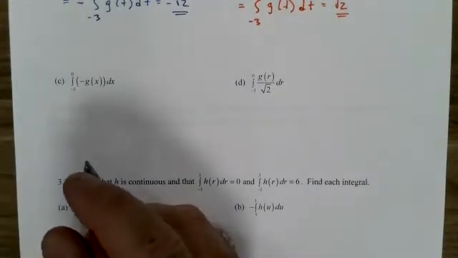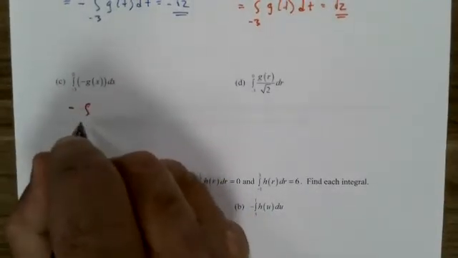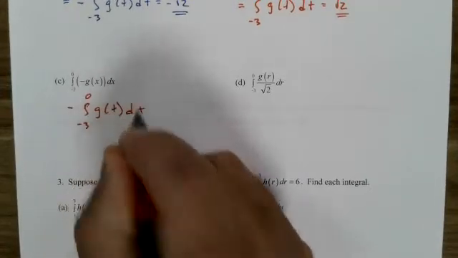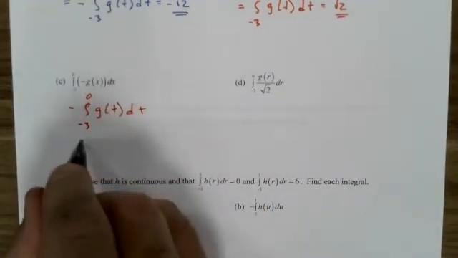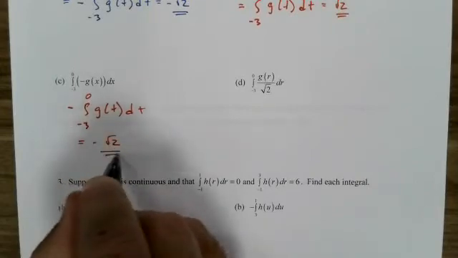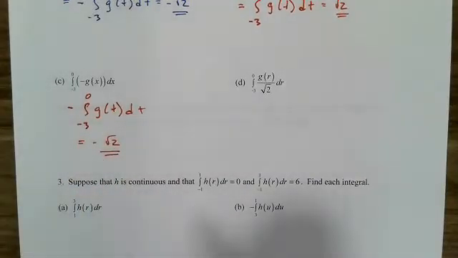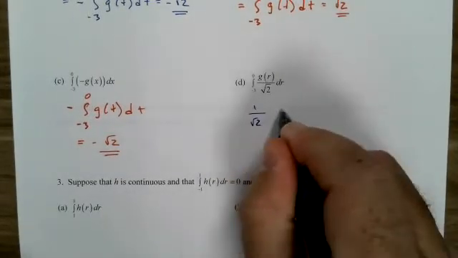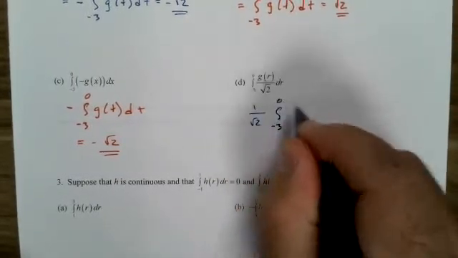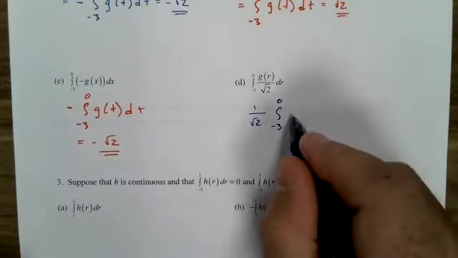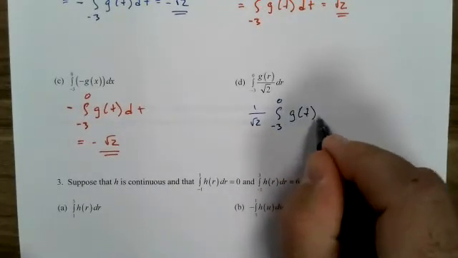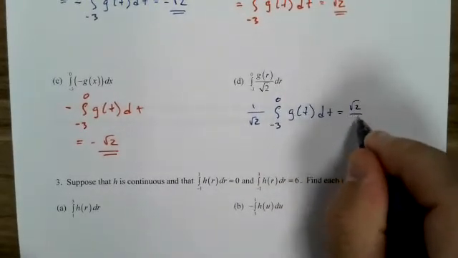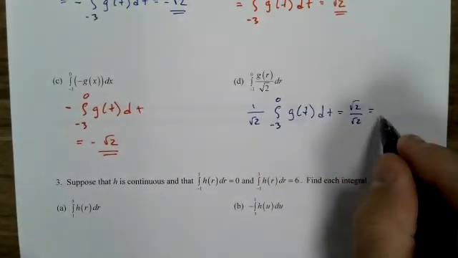And this would be negative integral -3 to 0 g of t dt equals -√2. This would be 1 over √2 integral -3 to 0, and I'm changing this to g of t. You could leave it, it doesn't really matter, which is √2 over √2, which is 1.